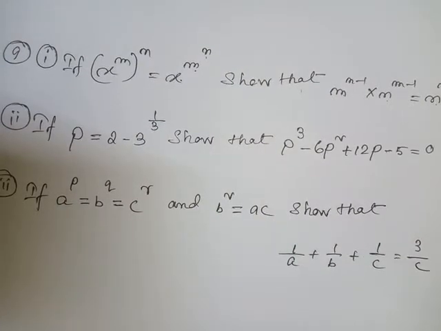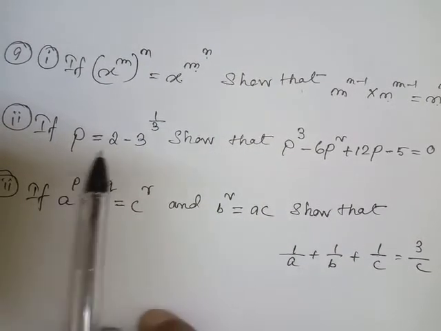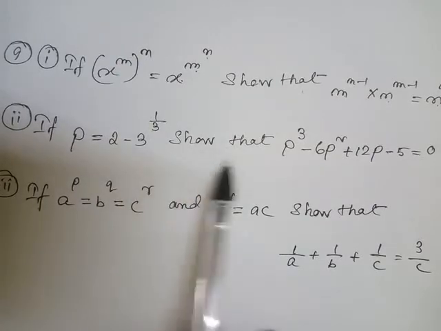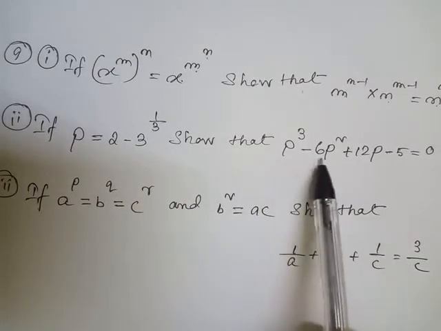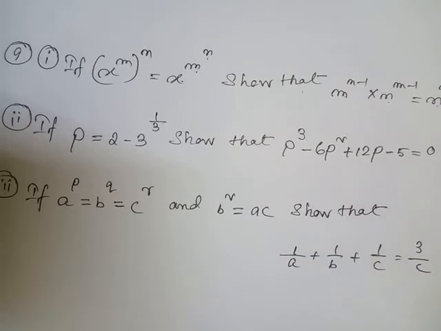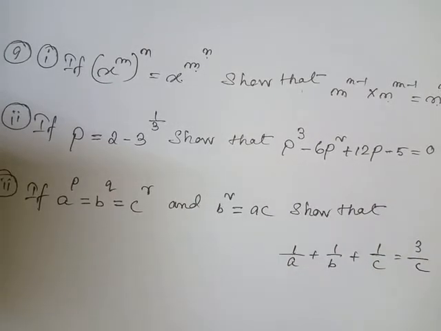Student, next question is 9 Roman 2. If p equals 2 minus 3 to the power 1 by 3, show that p cube plus 6p square plus 12p minus 5 equals 0. We are now going to solve this question. Now look student, 9 Roman 2.